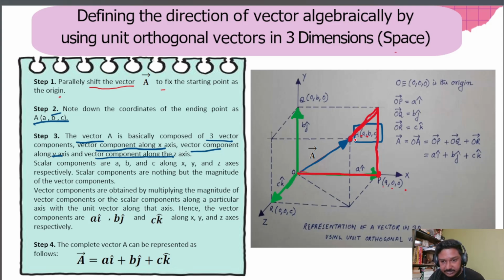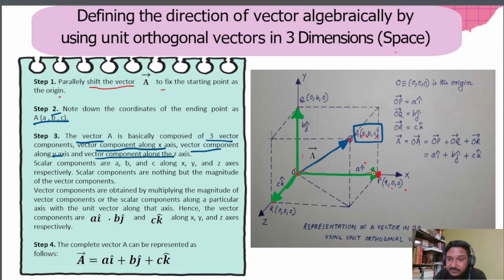So using that concept, we can clearly understand that the component along x-axis, the length will be equal to a. Component along y-axis, the length will be equal to b, and the component along z-axis, the length will be equal to c. So length basically denotes the scalar components. The length of this OP is a, length of this OQ is small b, and length of this OR is small c. Then what about the vector?